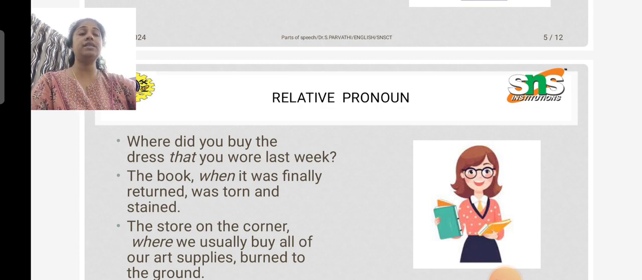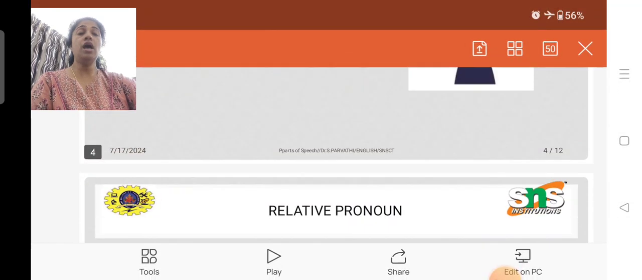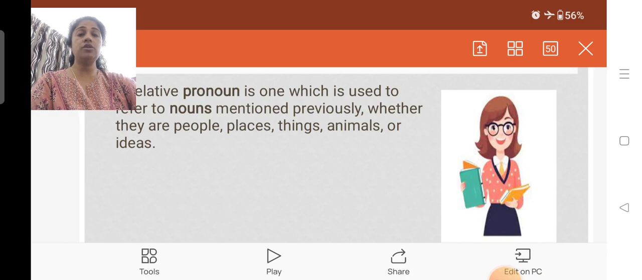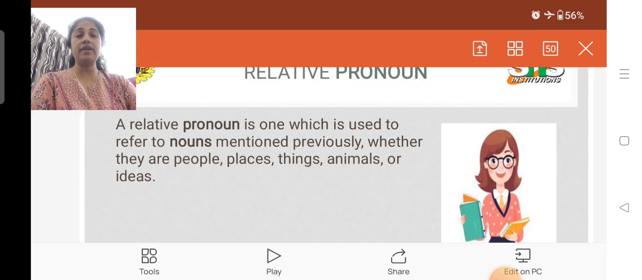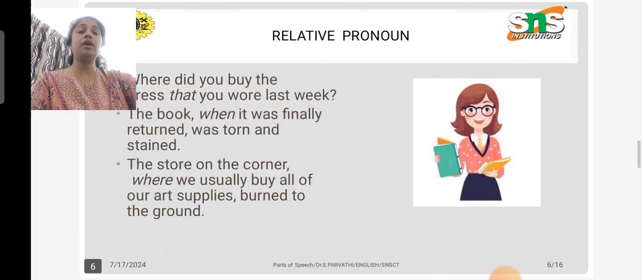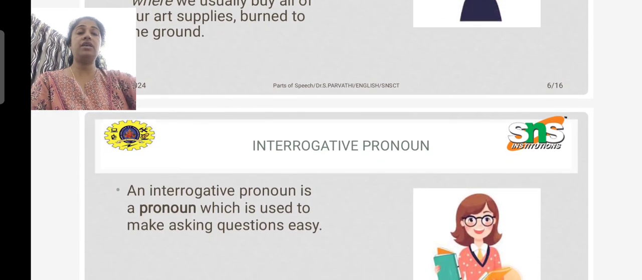Okay, I hope you understand what a relative pronoun is. Just look at the definition: it is used to refer to nouns mentioned previously. I told you, right? The cyclist who won the race. It's because of his hard work, right? So here it refers to nouns mentioned previously. It can be people, places, things, animals, or ideas. So these are all the words that come under relative pronouns, and I have explained with examples.